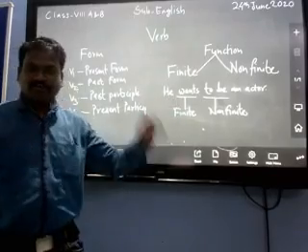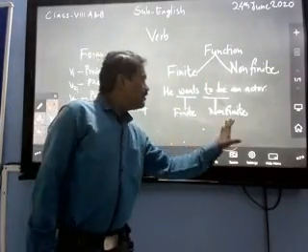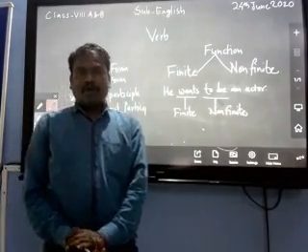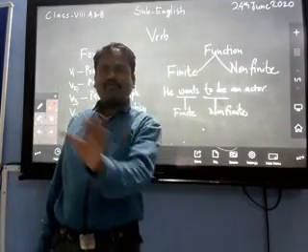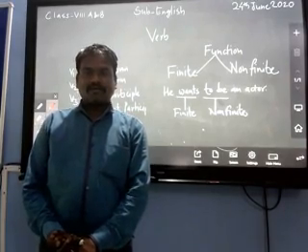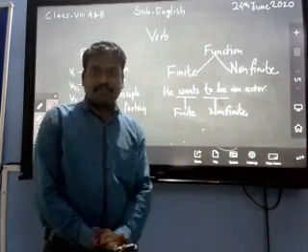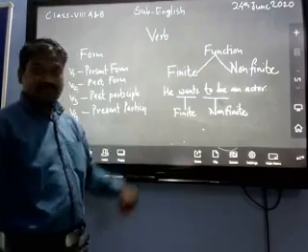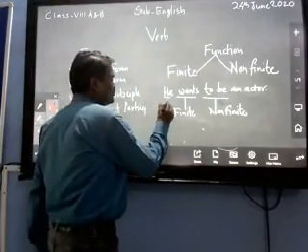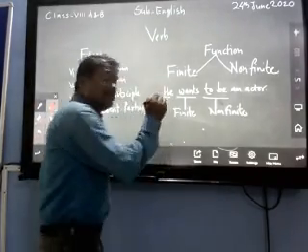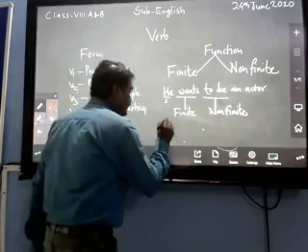Wants is a finite verb and to be is a non-finite verb. Now, how to identify these finite and non-finite verbs? Let us see here. Suppose I change the subject. Let us change it. Instead of he, I would write here I.